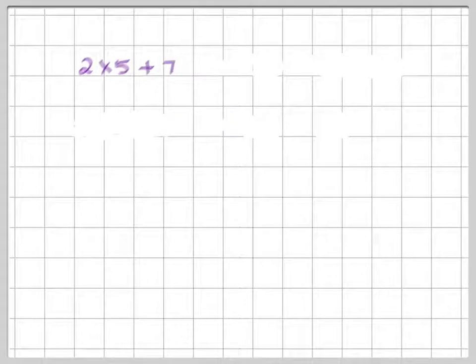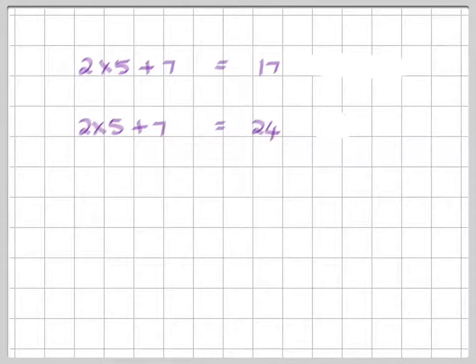So if we were to do this in the right order, we would have to do the 2 times the 5 first, and then plus the 7. So then we would get 2 times 5 is 10, plus 7 is 17. Okay. If we didn't do it in order, let's say we did 5 plus 7 is 12, and then multiplied by 2, we would get 24. So only one of these is correct, and it's the one that was done according to the BODMAS rules, the top one. That's correct. But the bottom one is incorrect.